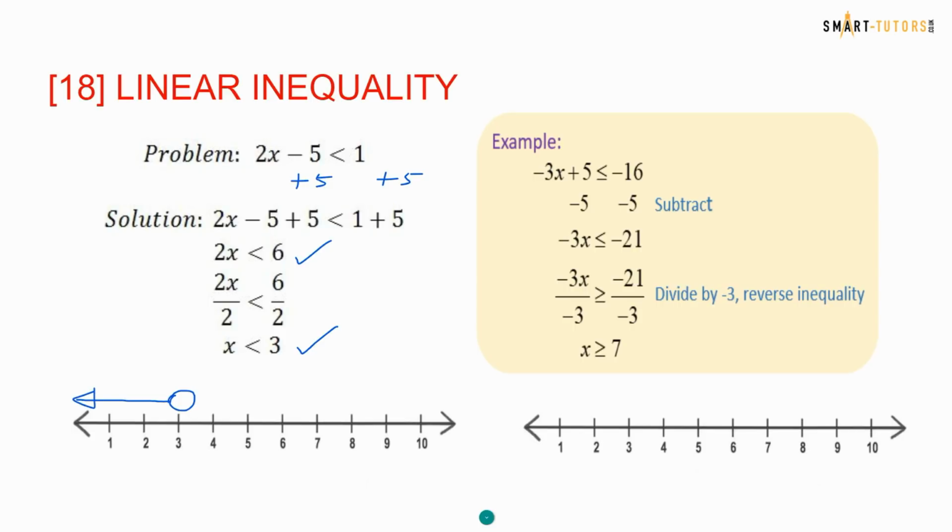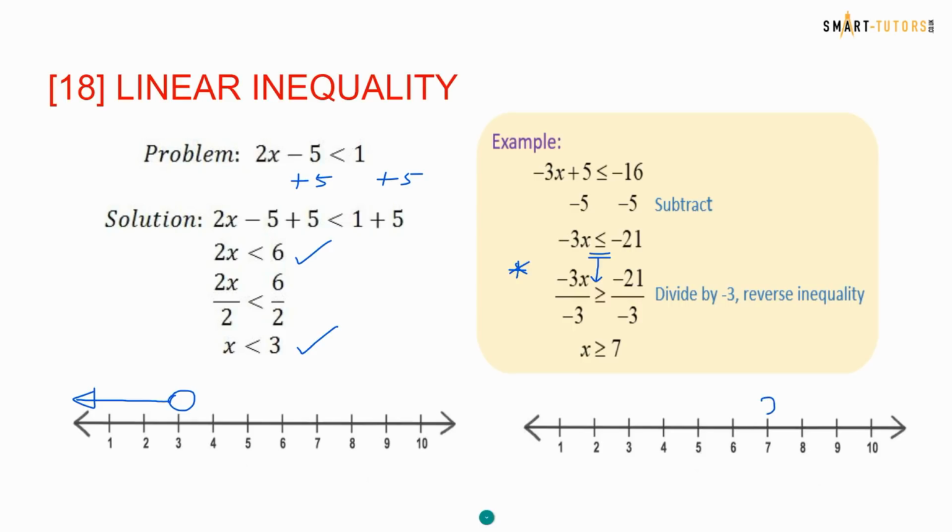The next question here, minus 3x plus 5 less than or equal to minus 16. So you take away 5 both sides. You end up with minus 3x less than or equal to minus 21. Now here you need to make a note of it. Dividing by minus 3 makes the inequality sign flip the other way, right? So switch the sign when you divide by a negative number or multiply by a negative number, the inequality sign will switch the other way around. So the answer becomes x is greater than or equal to 7.